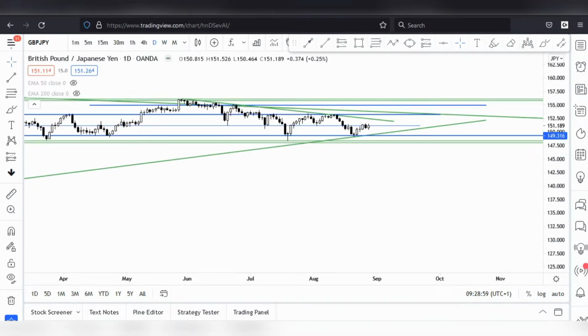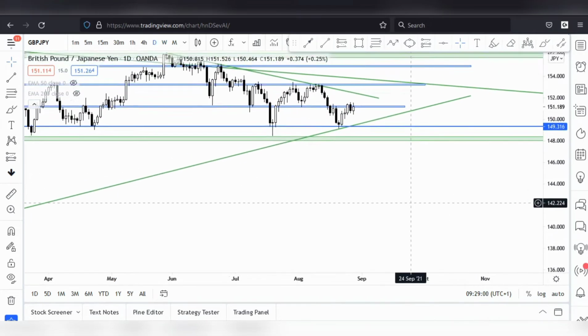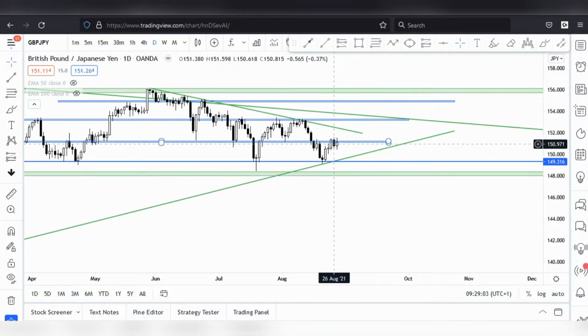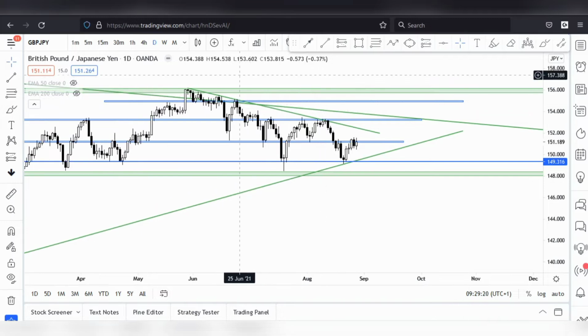Now if we move to the daily time frame, we can see that when price got to this resistance level and trend line, it formed this morning star and continued to the upside. Now price is currently at this resistance level over here represented by this blue line. So this is where we'll be looking out for our entry opportunities this coming week.